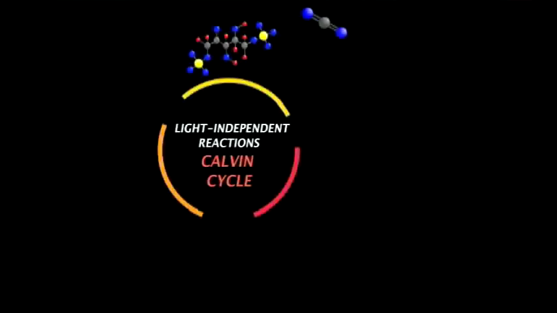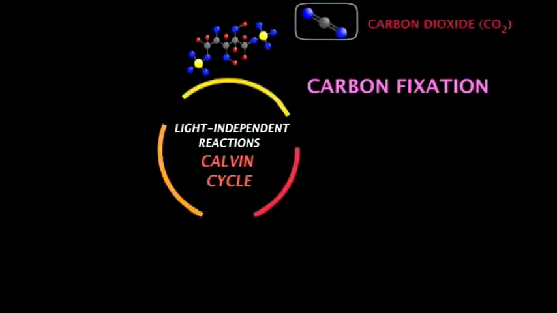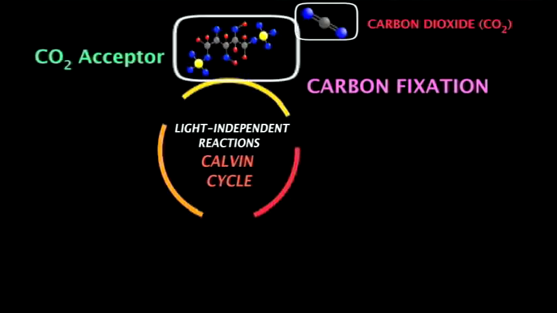The Calvin cycle begins with the critical process of carbon fixation, which occurs when a carbon dioxide molecule is added to a CO2 acceptor molecule known as ribulose biphosphate, or RUBP, which contains 5 carbon atoms and 2 phosphate groups.